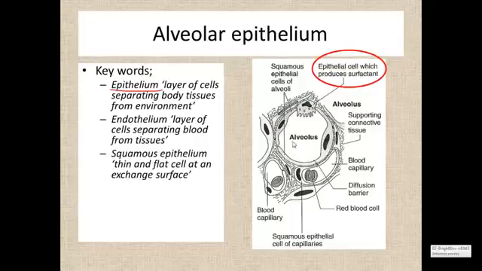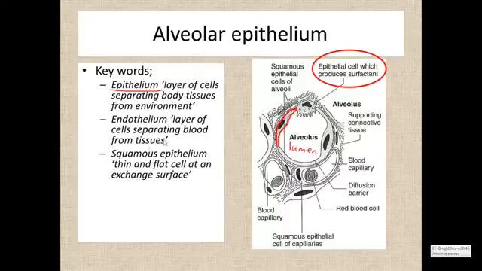Well, the lumen of the alveolus, I'm just going to write lumen up here, is outside the body. There's nothing separating the lumen of the alveolus from the atmosphere itself, so that counts as being the environment. So where is the epithelium here? Well, it's this layer of cells here, separating the body from the environment. So this is epithelium. This is an epithelial cell here.